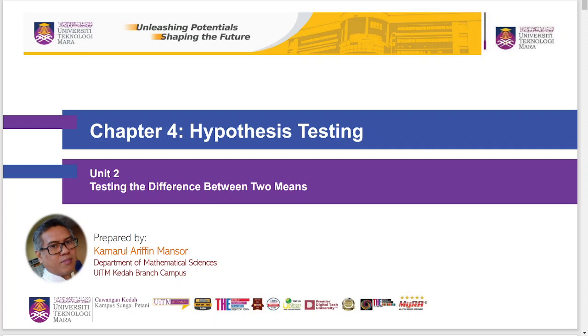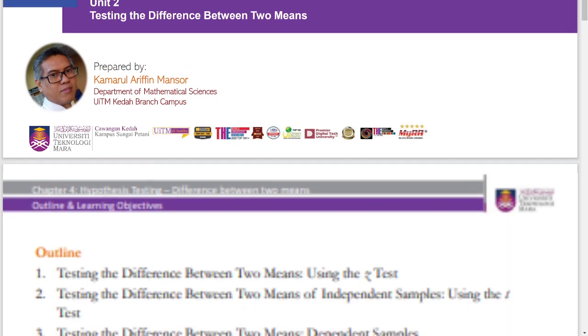So kita ada dua kat situ ya. Satu yang independent samples and the second one will be the dependent samples. So we're going to look a little bit at the difference between two means. Testing the difference between two means for independent samples first. Kita akan tengok untuk yang independent sample dahulu eh.